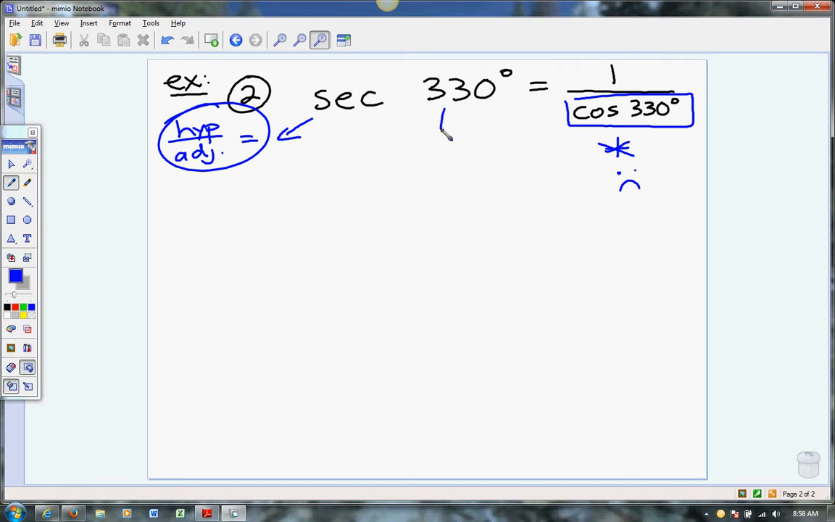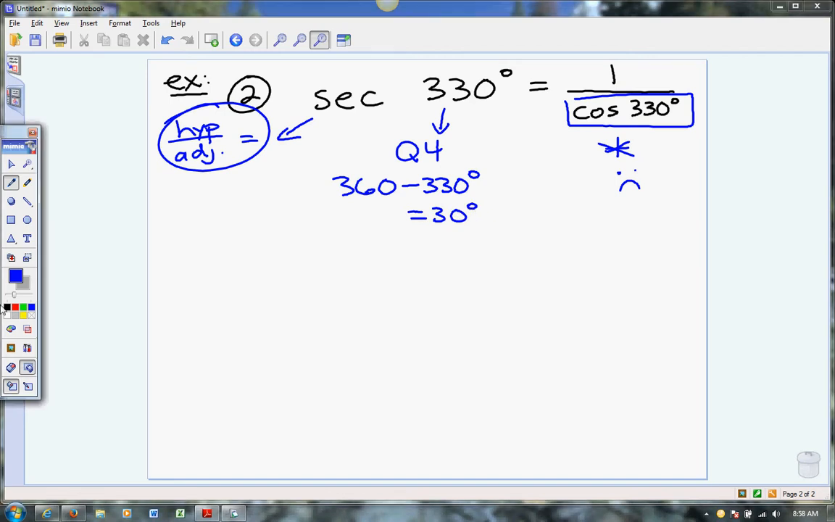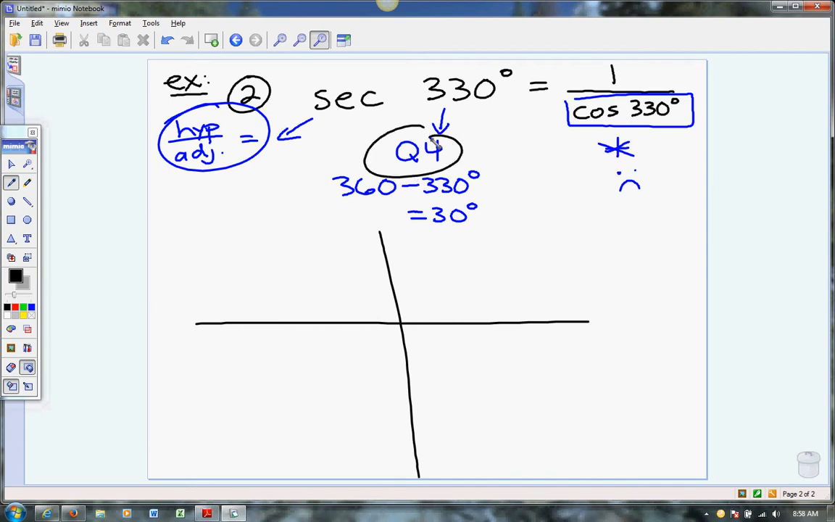It's in quadrant 4. So I need to find my reference angle, which is 360 minus 330. So my reference angle is 30 degrees. So we draw my triangle. Remember, it's critical that we draw it in the right quadrant. It's in quadrant 4, so I need to draw it in quadrant 4. And I need to label my reference angle. Here's my reference angle. So this is 30 degrees. That's the angle we're going to work with.